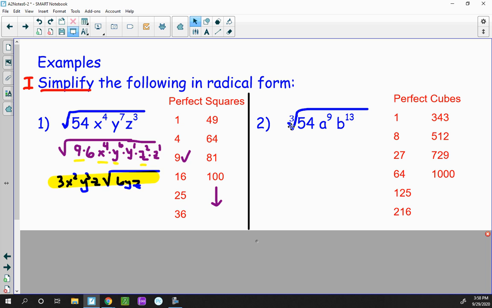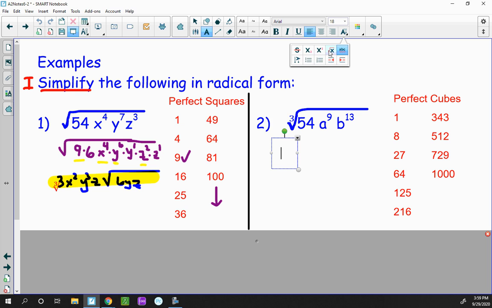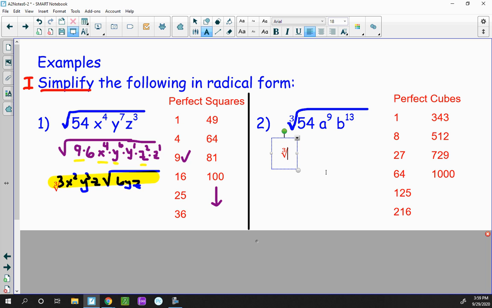Okay, example 2. Notice the index number is 3. So we look at our perfect cube list off to the side. We notice that 54 is not in the list. So same way we've done in the past, we're going to simplify by writing 54 as a factor. So we're going to look over here. 8 does not go into 54, 27 does, and 64 is too big. So it has to be 27. 27 and 2.